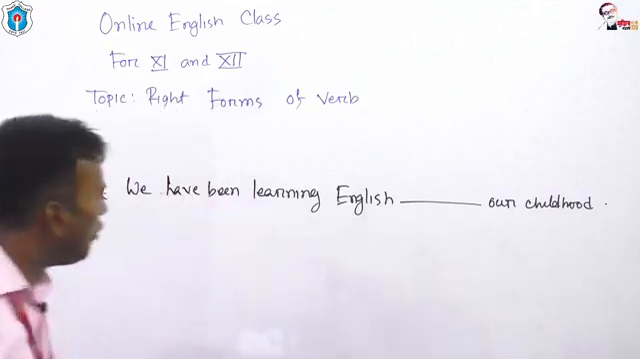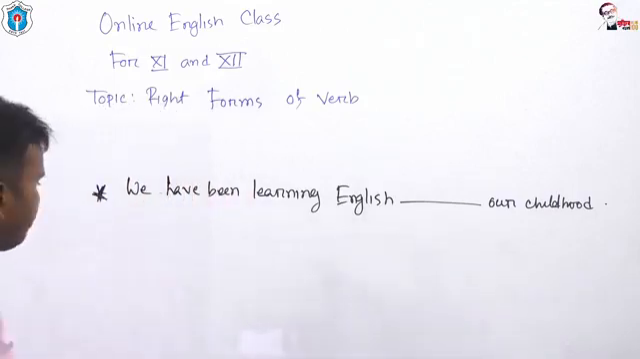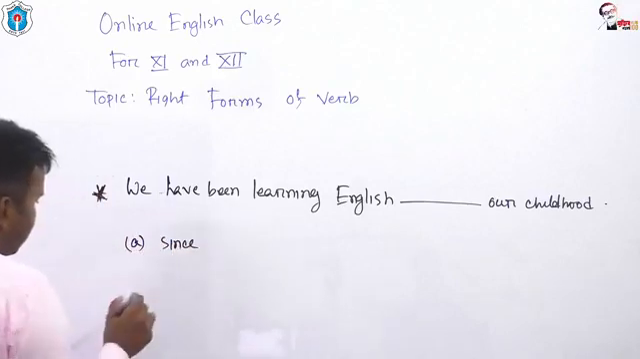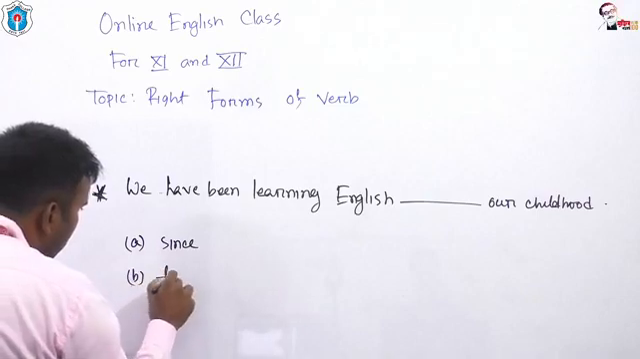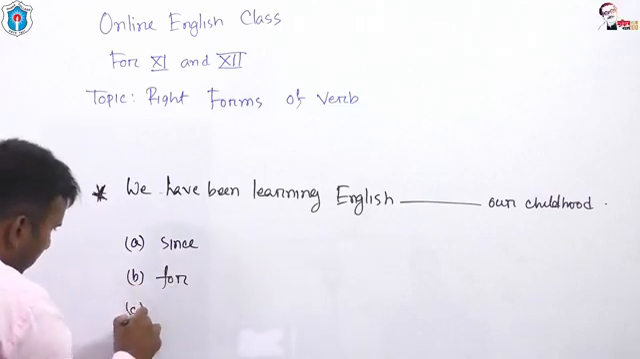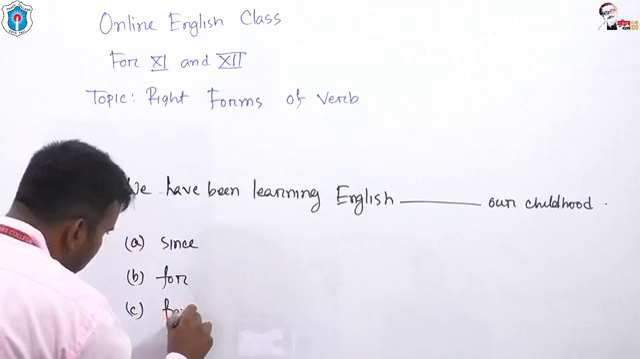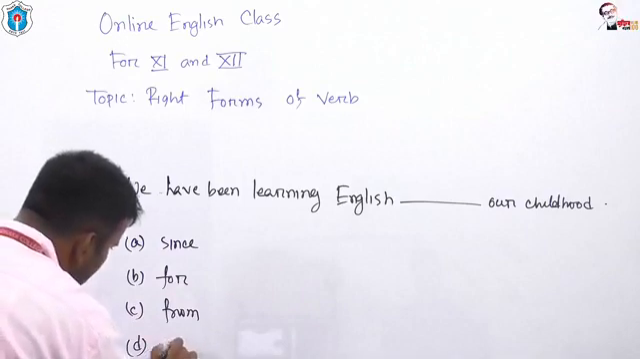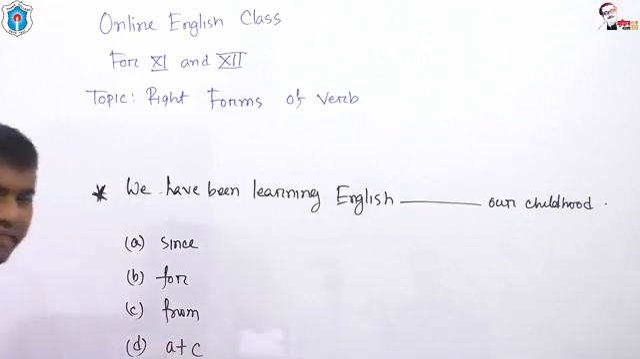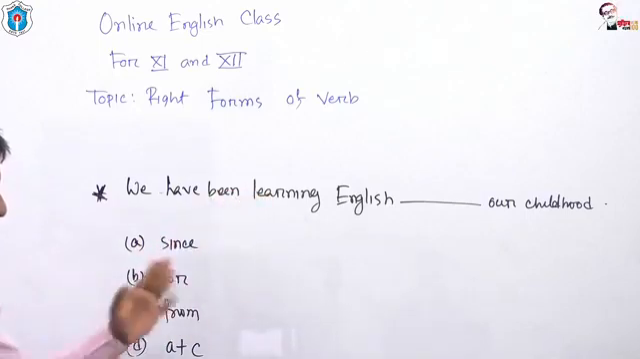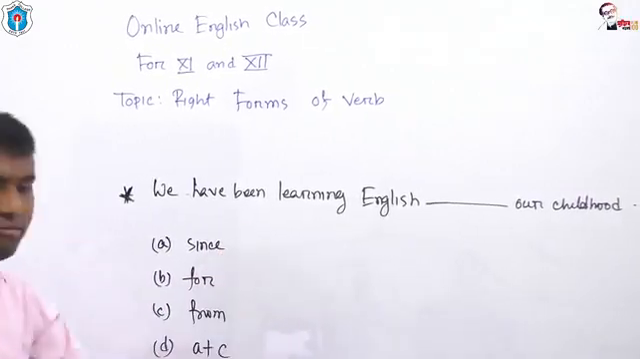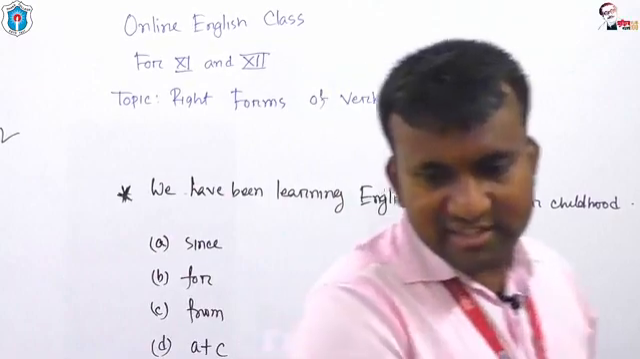Look at this. We have been learning English dash our childhood. Option A, since. Option B, for. Option D, from. Okay. I have given you an example. We have been learning English dash our childhood. Since our childhood, for our childhood, from our childhood. Both since and from are correct. What should be the answer?